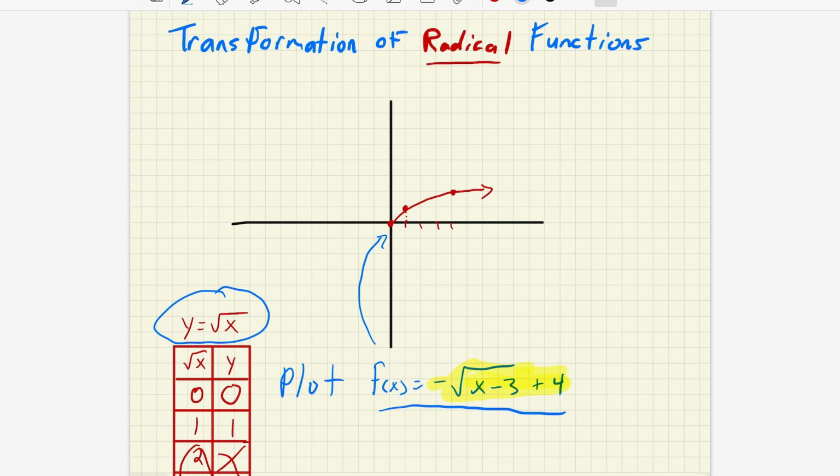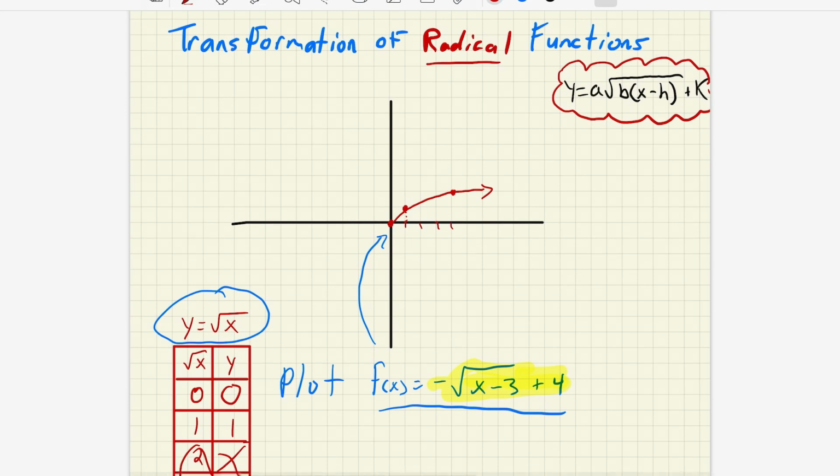Now, in order to do that, we need to recall the transformation algorithm, or the formula, for radical functions. So the transformation algorithm here is y is equal to a root b multiplied by x minus h, plus k. Now the letters here, which I'm going to underline in blue, correspond to the transformations or changes that you're going to make to this parent function over here. And each letter has a specific way that it's going to do that.